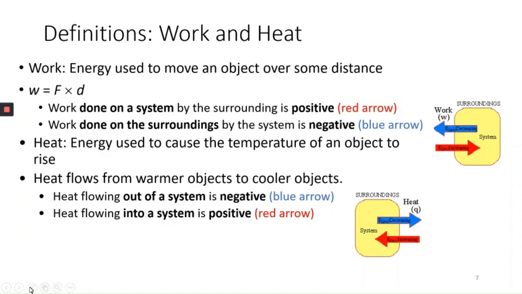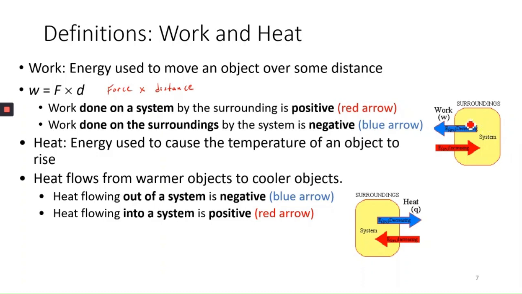So I've been using these words work and heat. So let's really dive into what they are. Work is energy used to move an object over some distance. And you can calculate it by the force you apply times the distance it travels. So in order for work to be done, it has to move a certain distance. Now, work can go in two different directions.